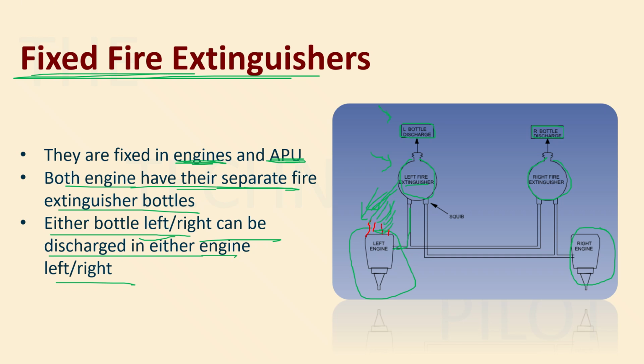But if, for example, the fire is extinguished and later, in the same flight, the fire starts again, then what will the pilot do? The fire extinguisher is empty here, right? The fire we have already extinguished. So the pilots can use the right bottle discharge. It is also connected with your engine, so it can go inside your left engine, right? So either one, be it your left or right bottle, both can be discharged into either engine, left or right. Remember this, very important.